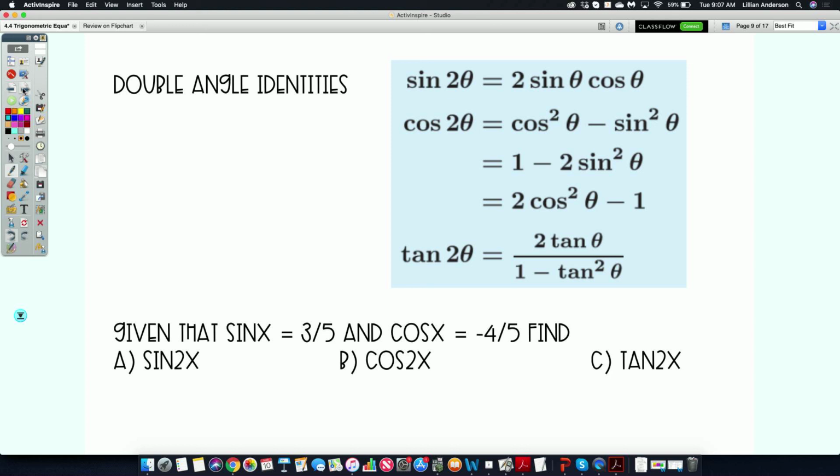Sine 2 theta, that 2 is a normal size 2. It is on the same line as the sine and the theta. It's not being squared. That double angle identity is 2 sine theta cosine theta.